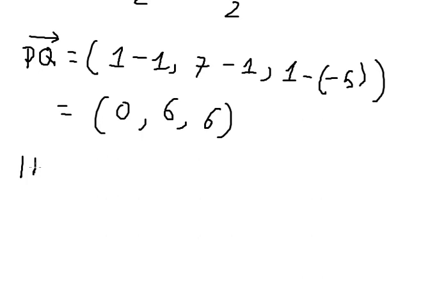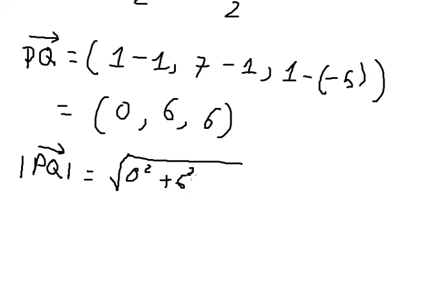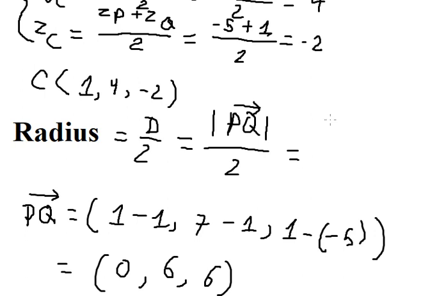And now we can find the length of this one. We have the square root of 0 to the power of 2 plus 6 to the power of 2 plus 6 to the power of 2. We calculate this one and we have 6 times the square root of 2. Now we put this in here, and we have 3 times the square root of 2.